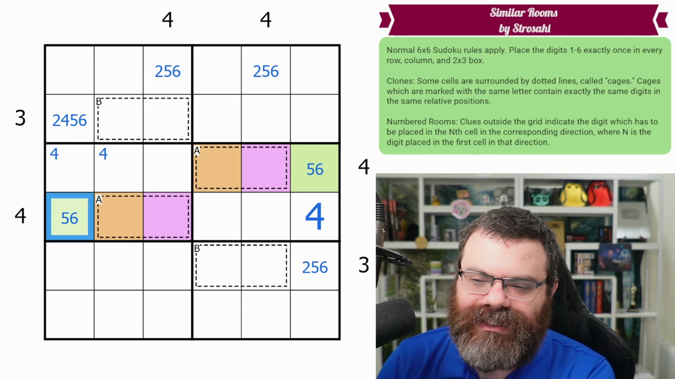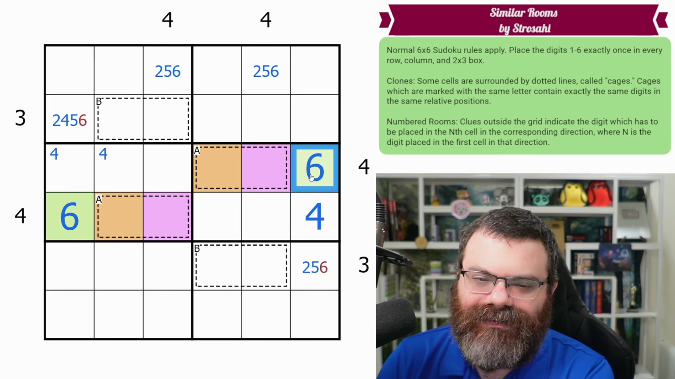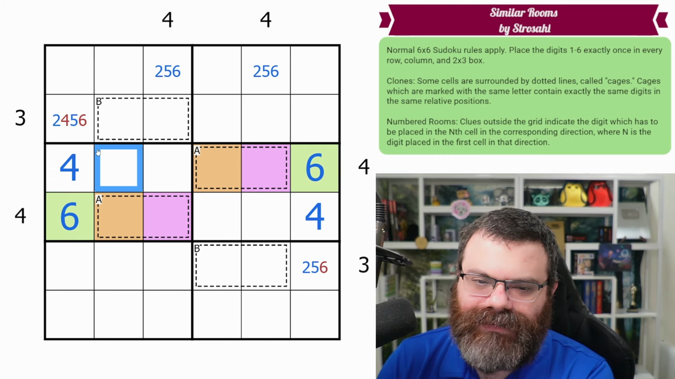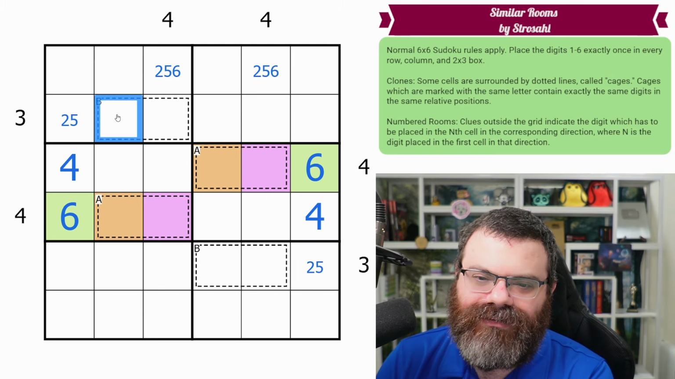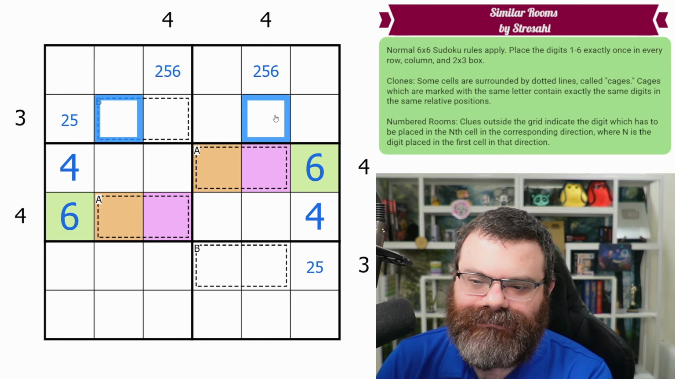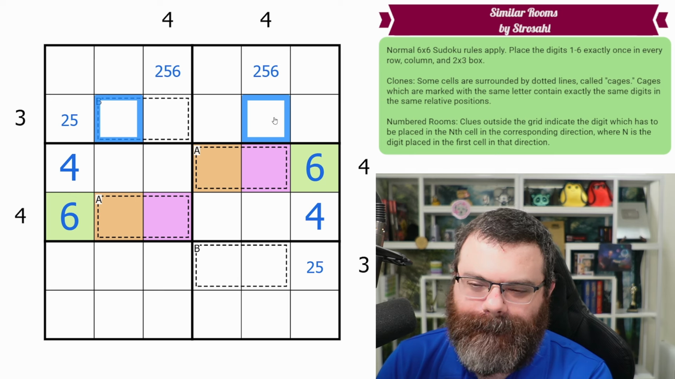Oh, sorry, the green is 6. Because we placed this 4 here, so green is 6. There we go, and that puts the 4 there. Okay, so this can't be 4, this can't be 6. So either 3 is here or 3 is here. Interesting.